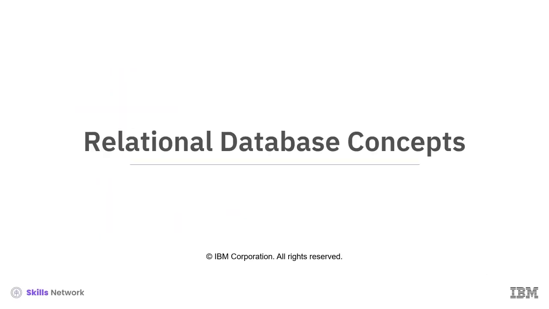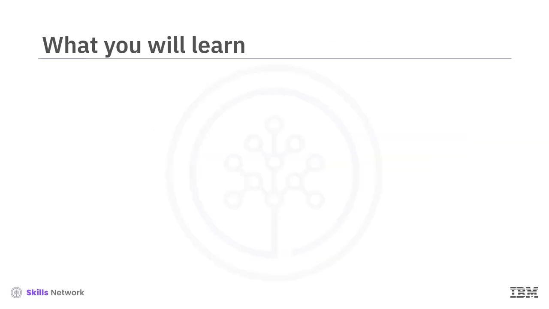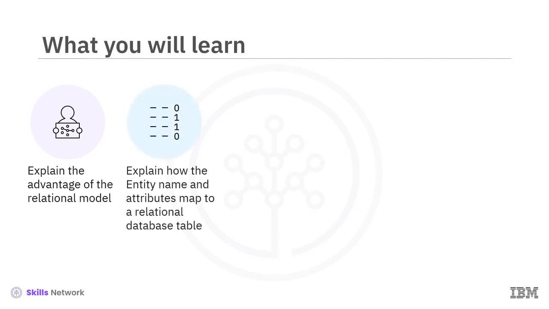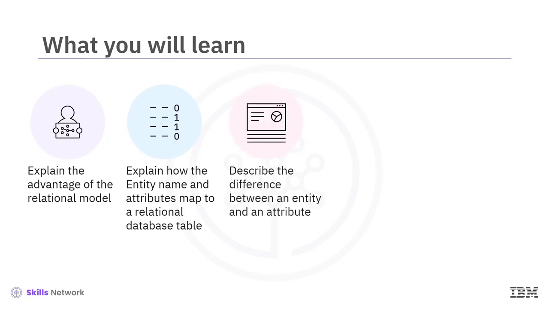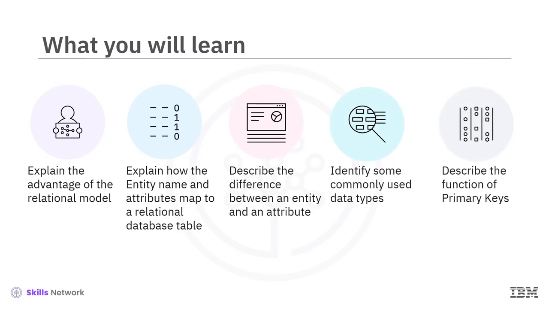In this video, we will learn about different types of models, how we use models to map data to tables, and define relationships between tables. At the end of this lesson, you will be able to explain the advantage of the relational model, explain how the entity name and attributes map to a relational database table, describe the difference between an entity and an attribute, identify some commonly used data types, and describe the function of primary keys.